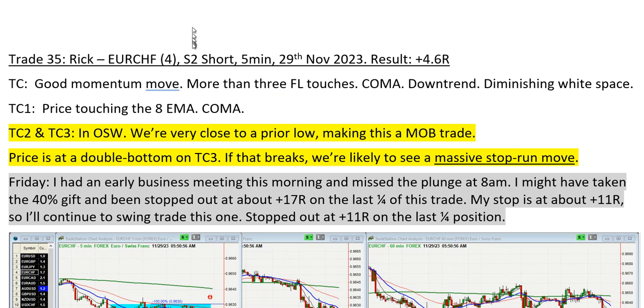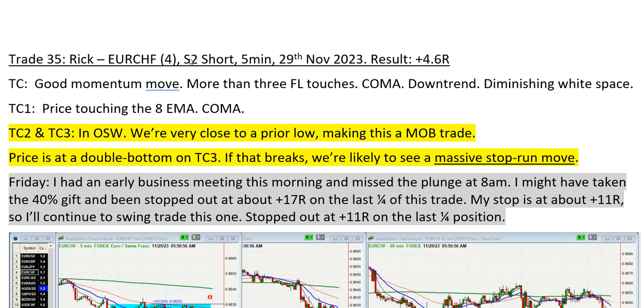Everybody, this is a trade from Rick, who lives on the west coast in the US. This is from his trade log. I've just cleaned it up a little bit. So this nicely shows how he was able to spot a massive stop run move in advance, like before taking a trade. This trade was traded in the Euro Swiss.